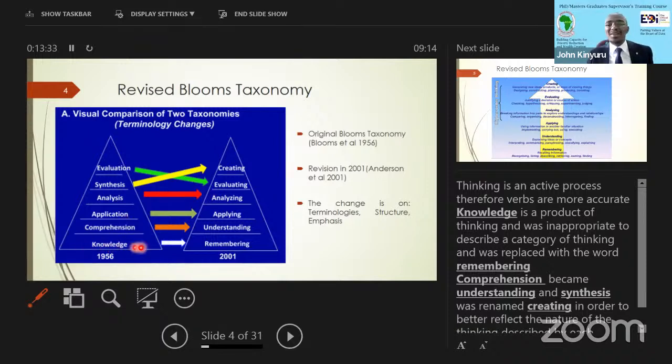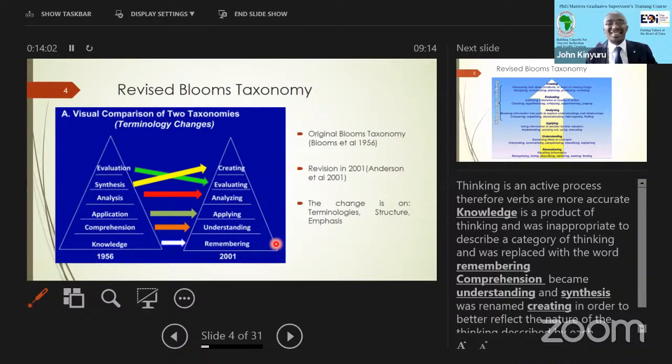So knowledge became remembering. And why did they change from knowledge to remembering? Because their argument was that thinking is an active process. Therefore, verbs are more accurate, where knowledge is a product of thinking and was inappropriate to describe a category of thinking. So they replaced the word knowledge with remembering.